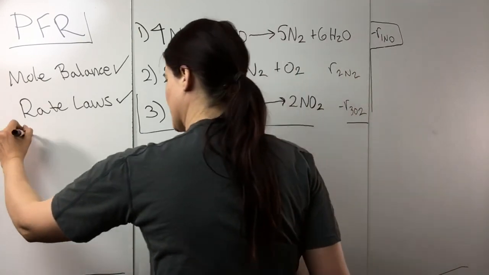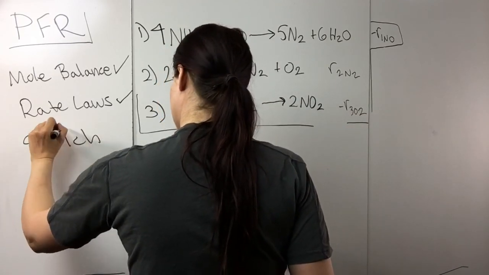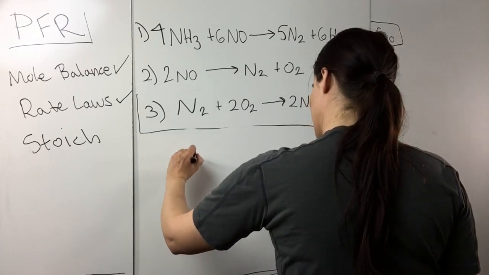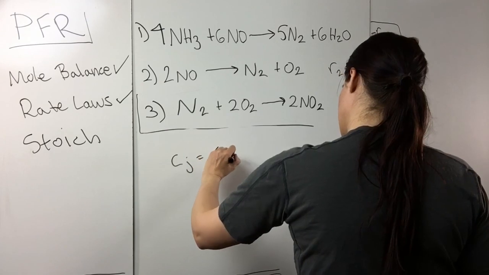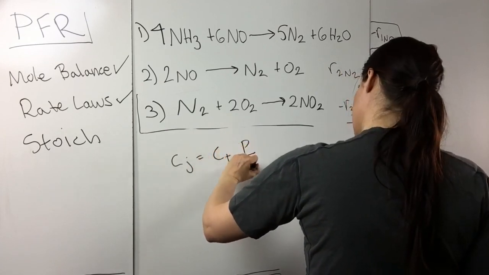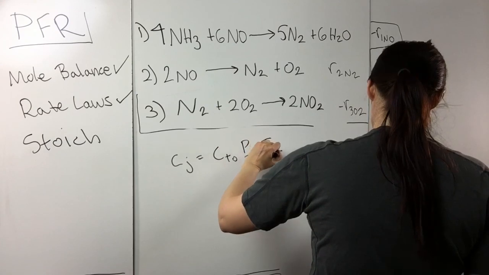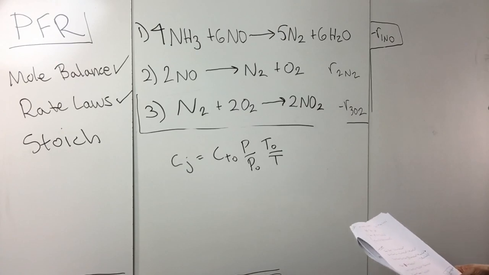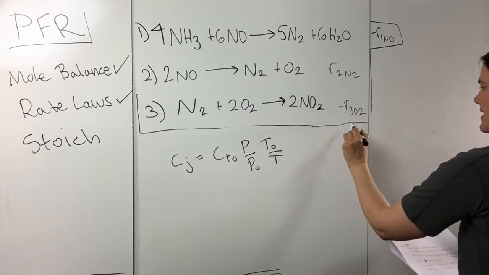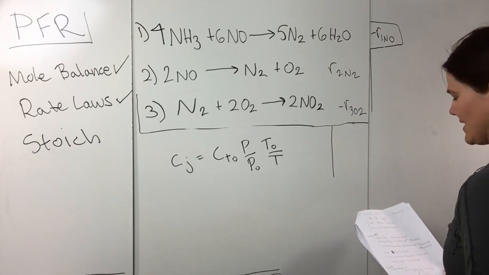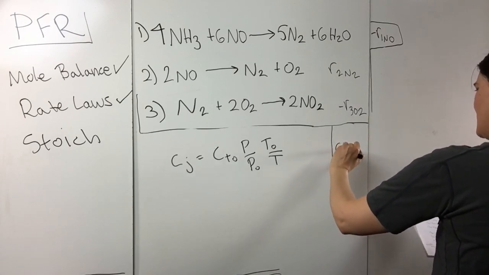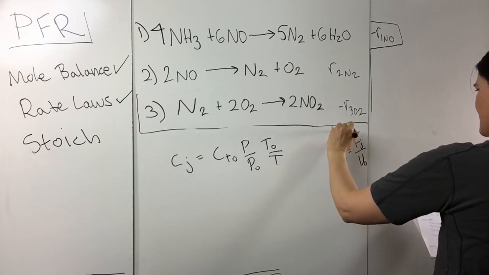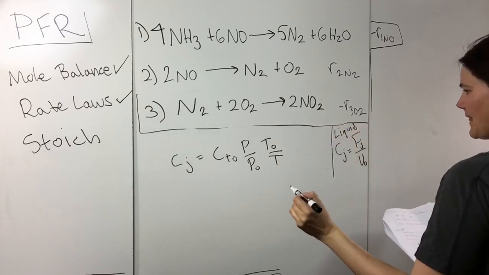So the next step is the stoichiometry. This is gas phase, so we need to use this equation, C_j is equal to C_T0 P over P0 T0 over T. Sometimes it helps me to see equations together so I can see what the difference is. If this were liquid, you would use C_j is equal to F_j over V0. So this is liquid. This is gas.